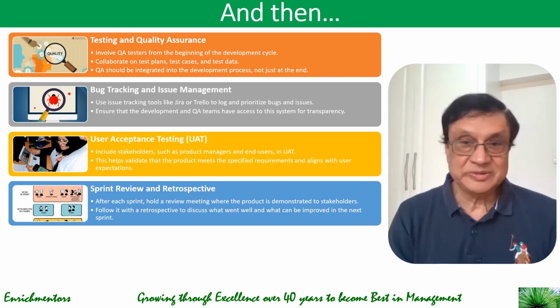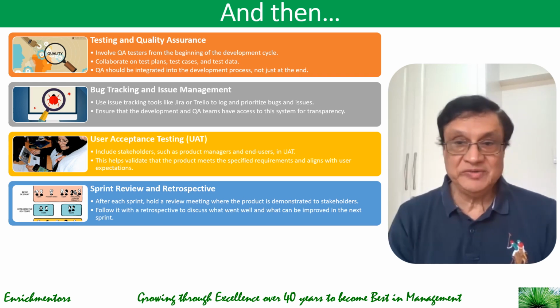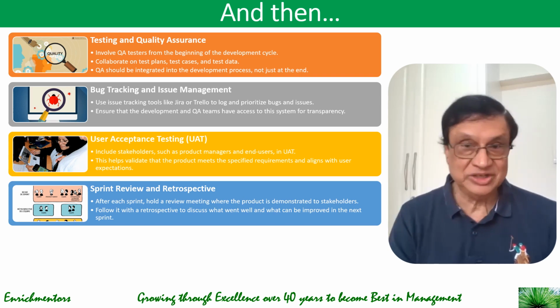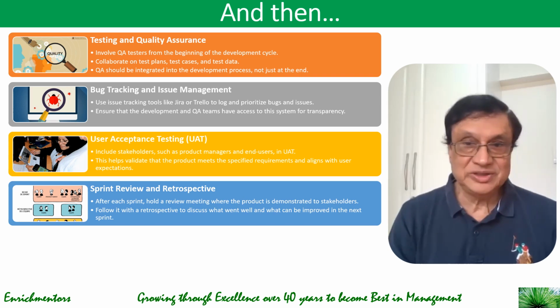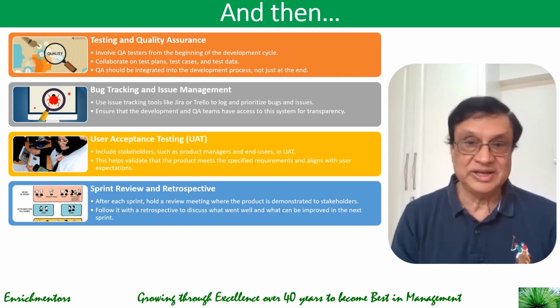Sprint reviews and retrospectives need to be done after each sprint. You need to hold a review meeting where the product is demonstrated to the stakeholders, you as a product manager. Follow it up with retrospectives to discuss what went well and what can be improved in the next sprint.